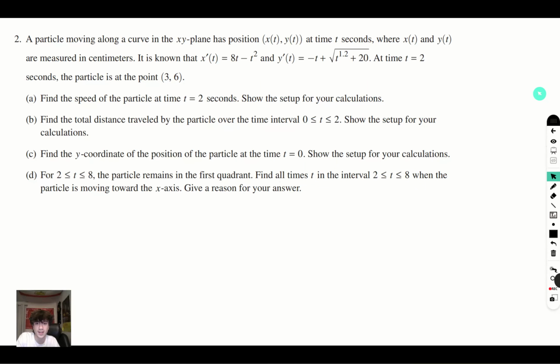Today we're taking a look at another AP Calc BC FRQ from 2024. Today we're taking a look at question 2, so let's get straight into it.